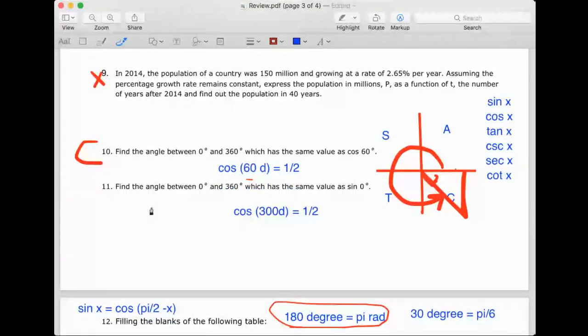No, we want to find the angle. We don't want to find the trig functions. We want to find the angle. So basically, this is the given reference angle. We want to find another angle. You see 180 degrees, right?